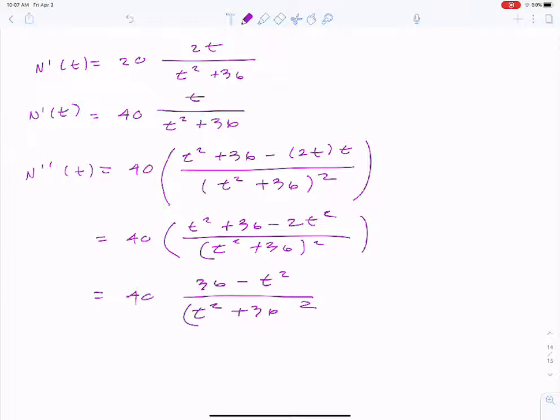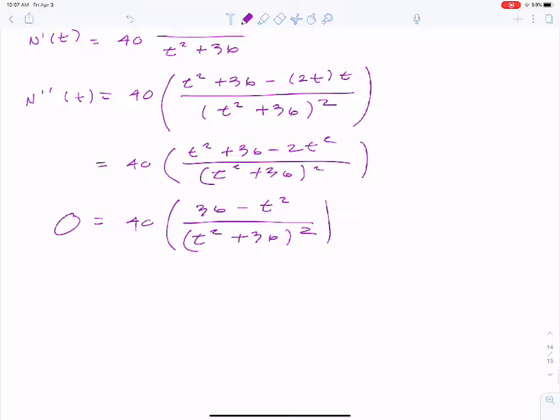Okay, so the next thing that we're going to do, since we want to find where this has a maximum, I'm going to set it equal to 0 and solve. I know there's a couple questions in the Discord, but I'll finish this up and then I'll answer those questions. So at this point, we want to find the critical values. I think you'd agree the denominator can never equal 0. So this thing only equals 0 when 36 minus t squared equals 0, which is going to happen when t equals plus or minus 6.